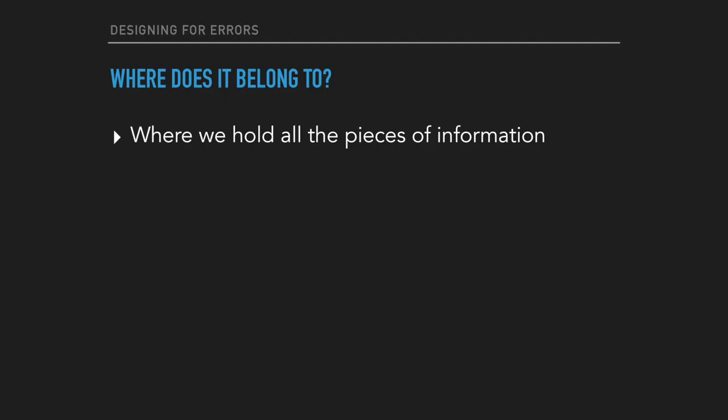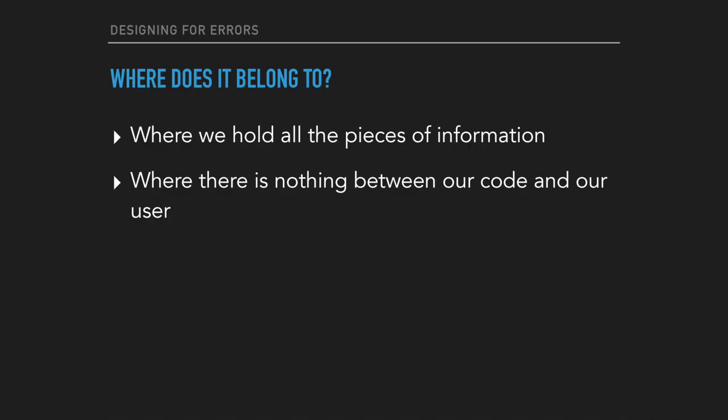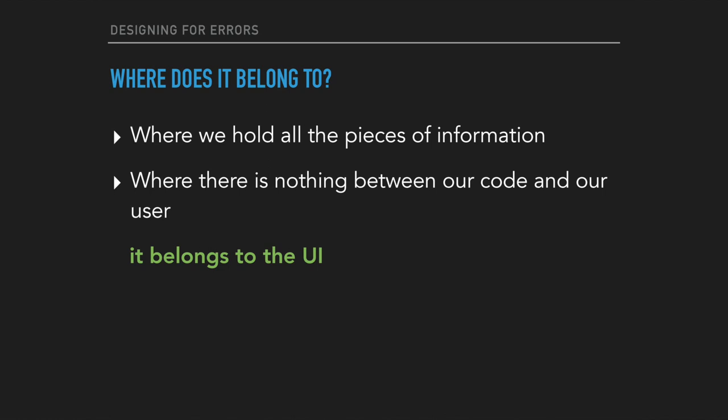Where we hold all the pieces of information? Where there's nothing between our code and our user. What do I mean by that? If you place your error handling code in a place that has strings attached to other parts of the software, you may get into a bad situation where the error keeps repeating and doesn't let you handle it. And we have to think about our users, so I think the error handling should belong as close to the UI as possible.